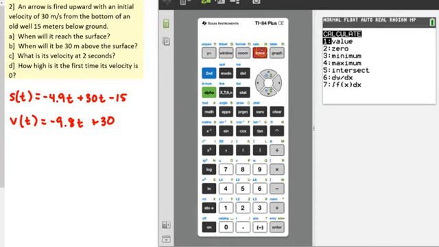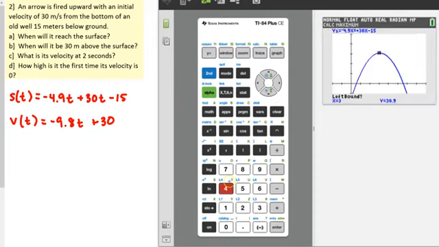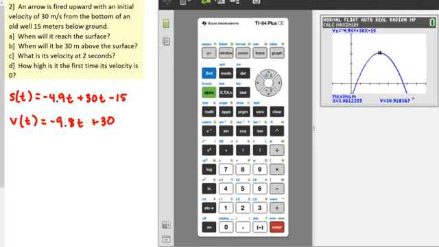Into the Calculate menu, choose number 4, maximum. Go to the left of it, press enter. Go to the right of it, press enter, and then in between, press enter. And we get approximately 3.1 seconds. And the height there is 30.9. So to answer the question, 30.9 meters approximately.